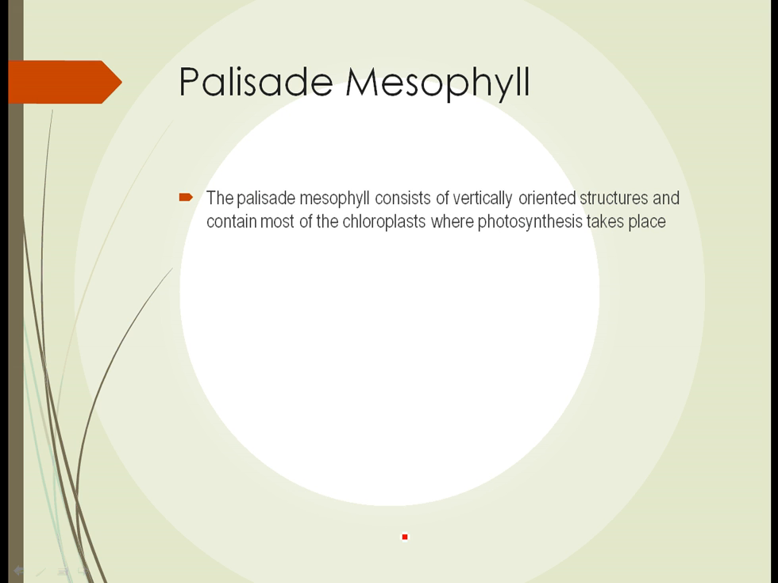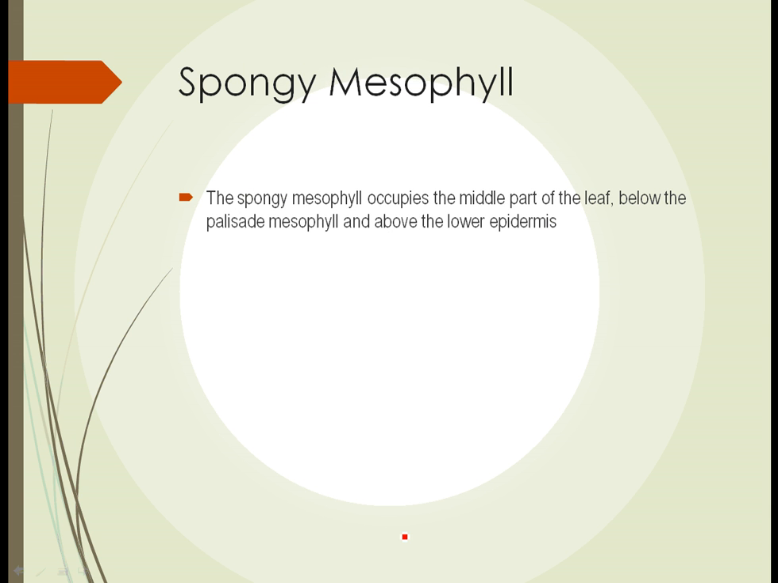The palisade mesophyll consists of cells oriented vertically up and down in cross-section and contains most of the chloroplasts where photosynthesis takes place. The spongy mesophyll is below that and is sort of a jumble of cells without particular orientation. And it's above the lower epidermis. This is a place where sap will pass through, where materials will pass through, where certain materials are stored. And it helps give the plant leaf some structure.